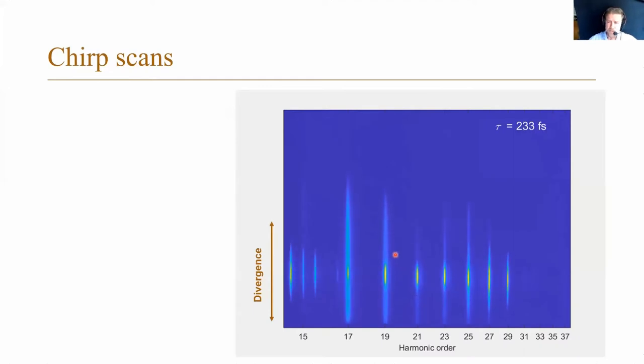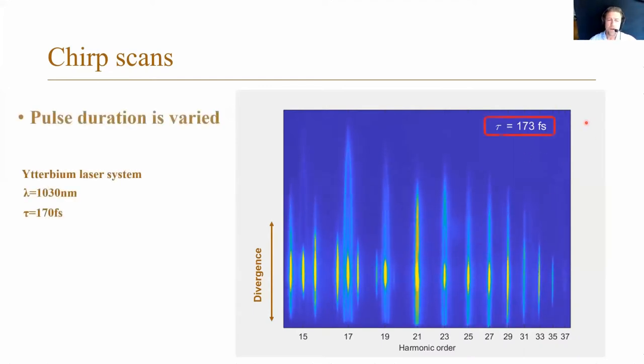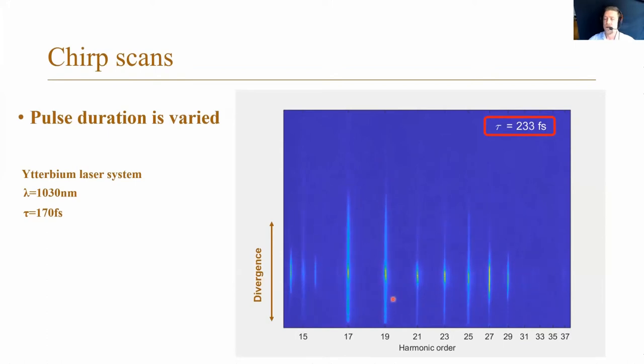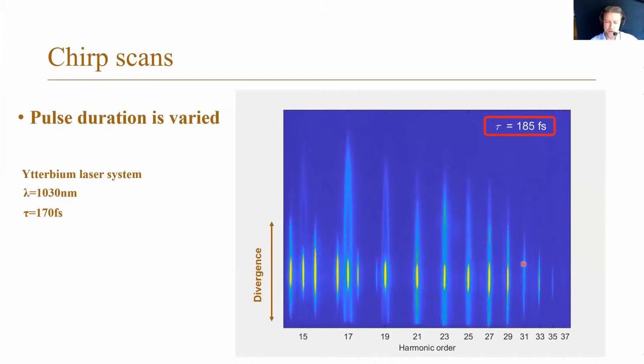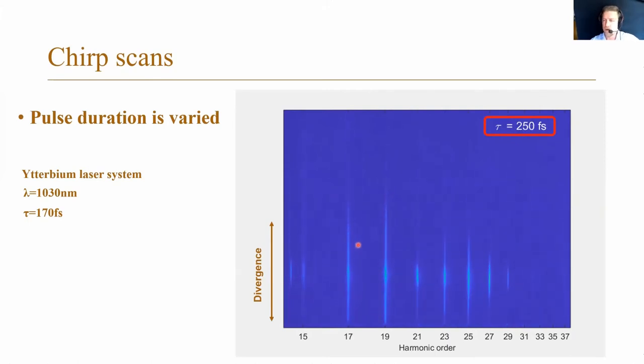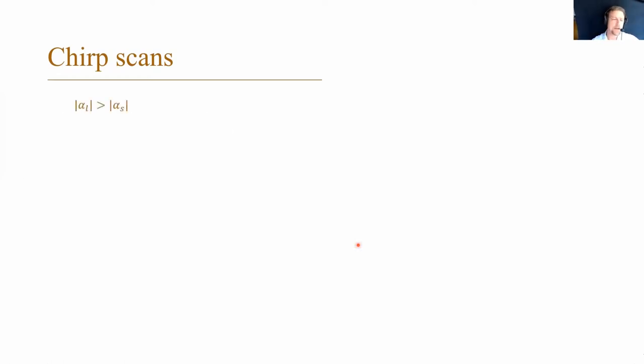So doing this, this is what it looks like. We start with long pulses, making them shorter and shorter. Here they are transform limited and the signal is maximized. And then again, we go back to long pulses and the signal decreases. We can go back and forth and you see that the signal changes a lot. And you can see that in these rings there's actually some structure. Where does that come from and how can we explain it?